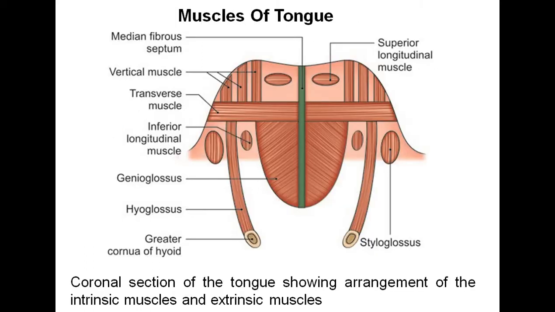We will see the location in this diagram. The superior longitudinal muscle is located just beneath the mucous membrane. So on contraction of the superior longitudinal muscles, it shortens the tongue and makes the dorsum concave in nature.